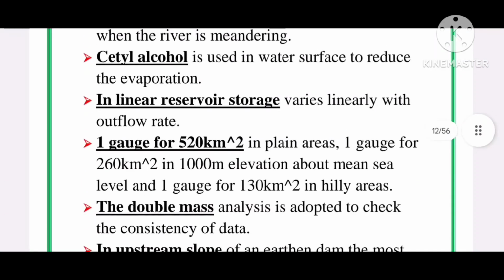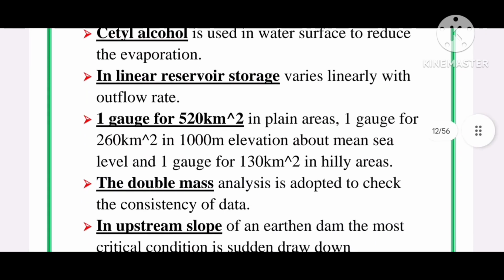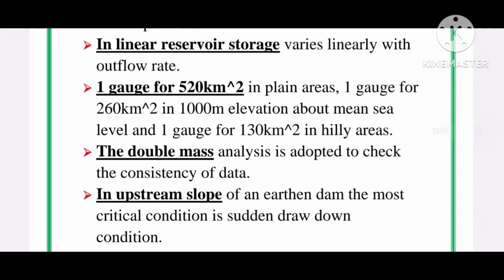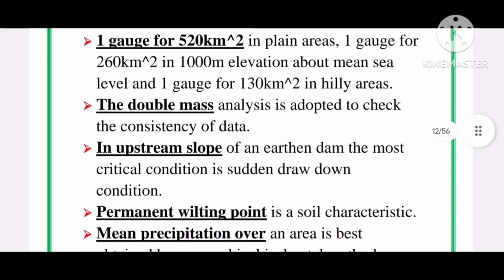Next, the double mass analysis is adopted to check the consistency of data. In the upstream slope of an earthen dam, the most critical condition is sudden drawdown condition.